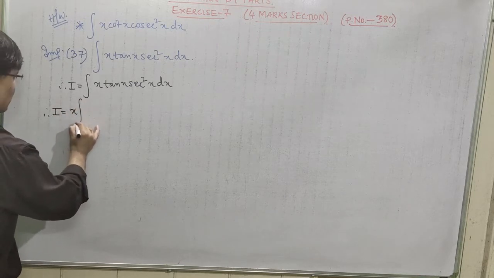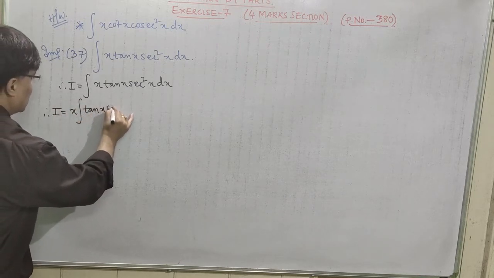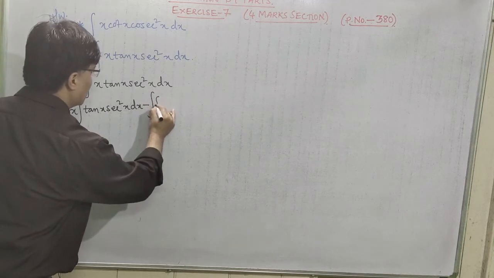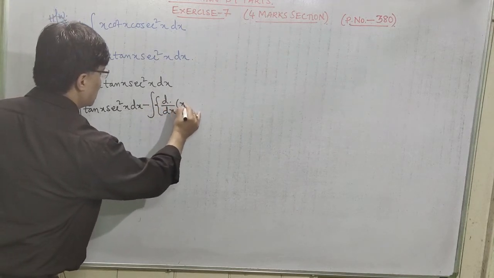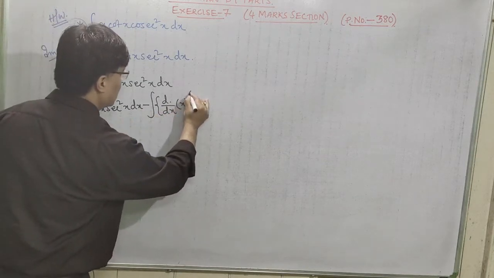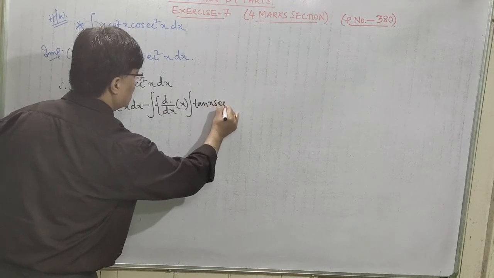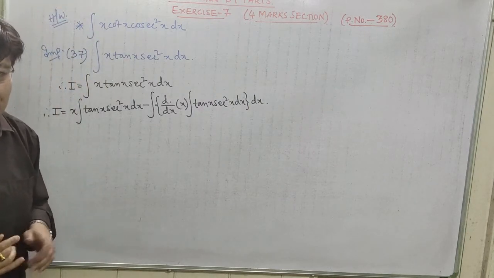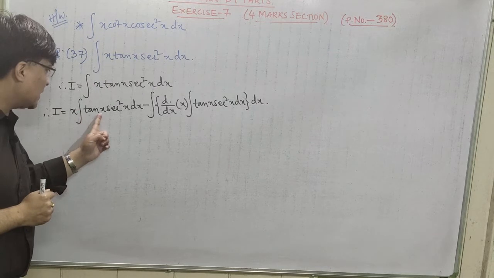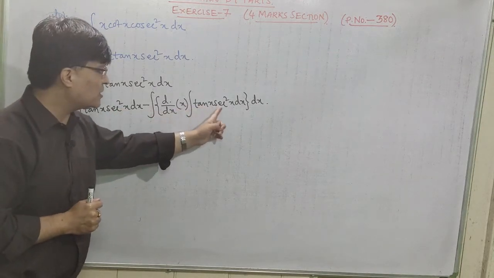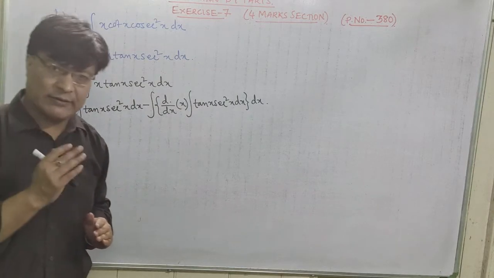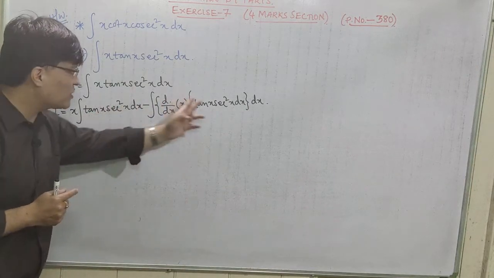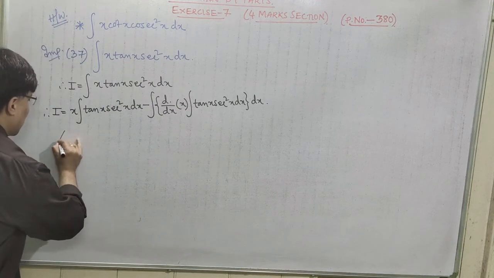So x is taken outside, this is the first function, integration of tan x sec square x dx. Then comes minus sign, integration of, second bracket, dy dx of x, then integration of tan x sec square x dx, second bracket close, dx. Is that clear? Now in this case there is integration of tan x sec square x dx, and you cannot evaluate it directly here. So let us take it outside and find out the integration of tan x sec square x dx, and let us write it as I1.